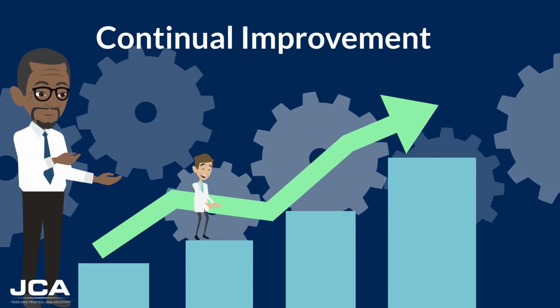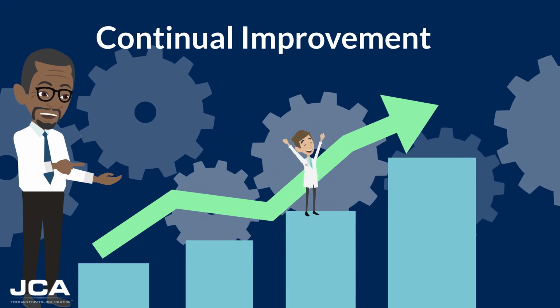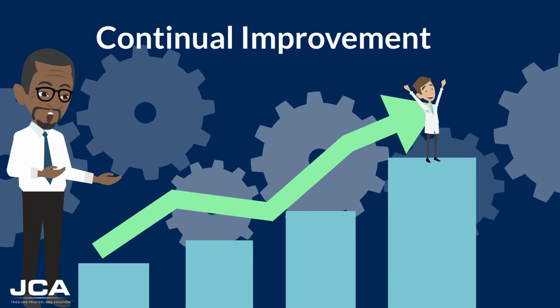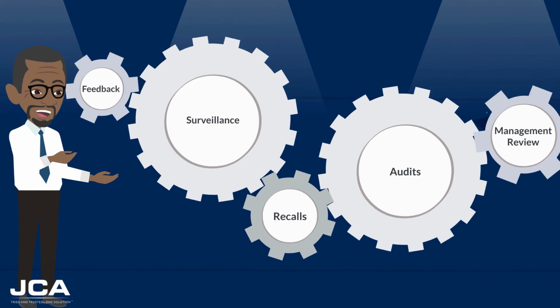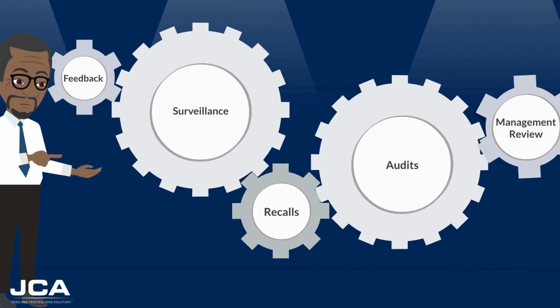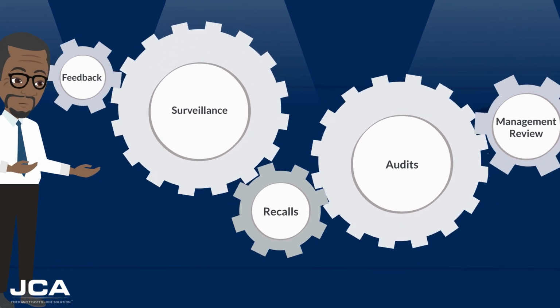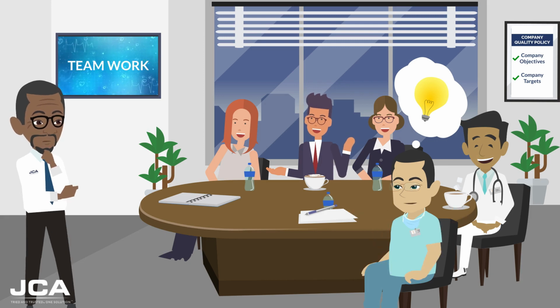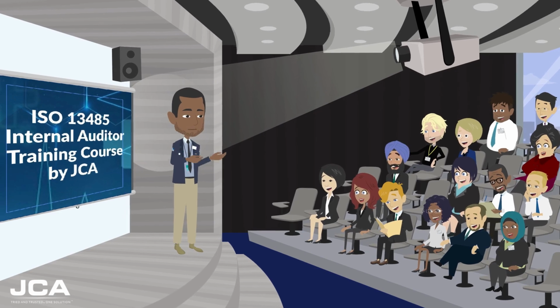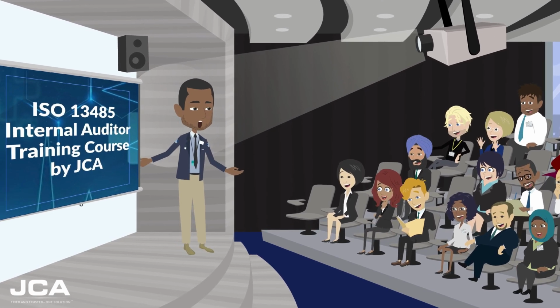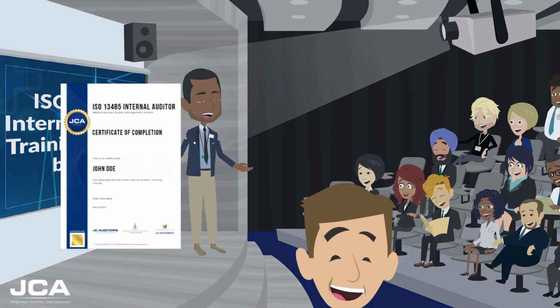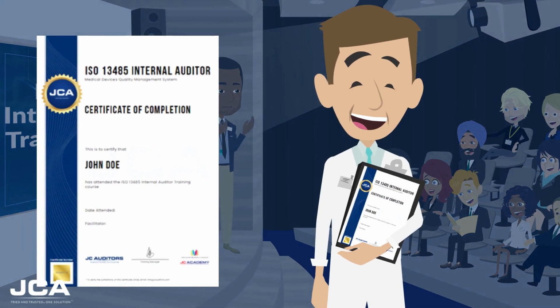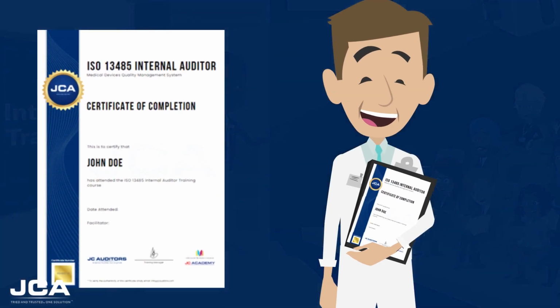Continual improvement is at the heart of ISO 13485. Regularly review your quality management system and processes to identify areas for enhancement. Encourage employee involvement and feedback to drive continuous improvement. Ensure that your staff is trained and competent to perform their roles effectively. This includes training records, skill assessments, and maintaining a competent workforce.